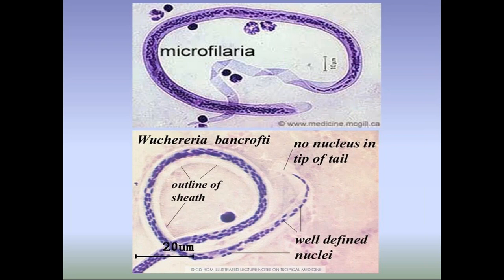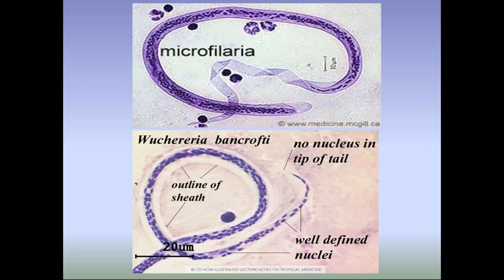There are other larval forms too. Some are sheathed, some are unsheathed. The unsheathed microfilaria larvae of filarial worms like Onchocerca volvulus have no hyaline sheath. Mansonella perstans has no hyaline sheath, Mansonella streptocerca has no hyaline sheath, and Mansonella ozzardi has no hyaline sheath. But in Loa loa, Brugia malayi, and Wuchereria bancrofti, the microfilarial larval forms contain a hyaline sheath.